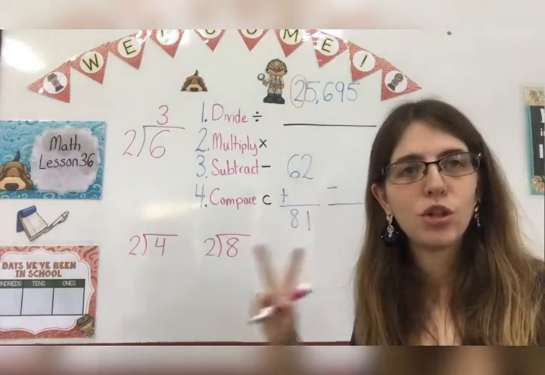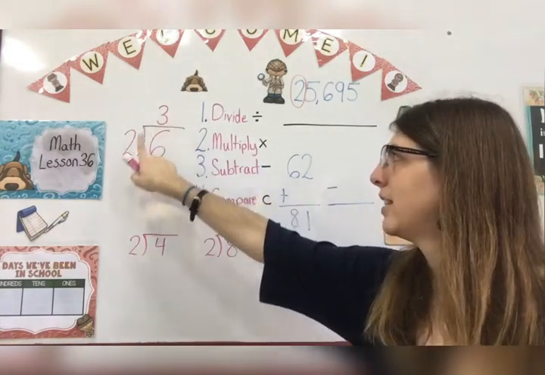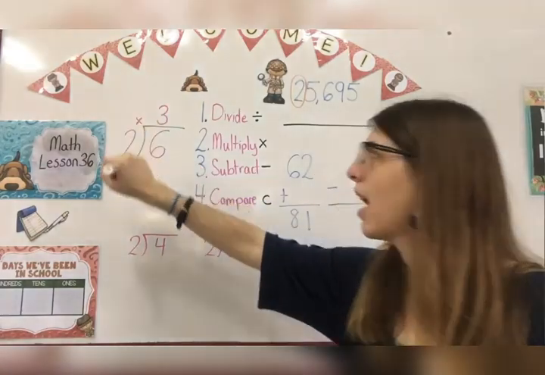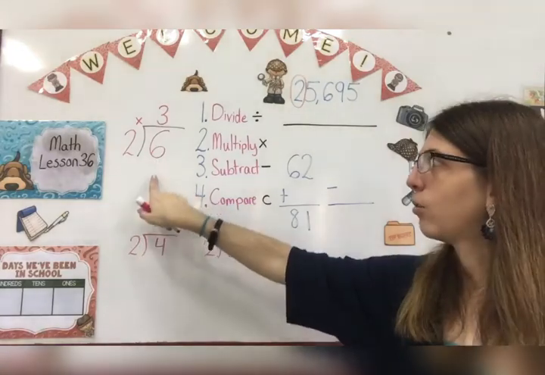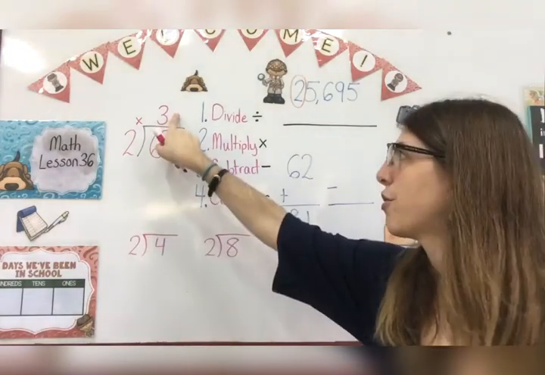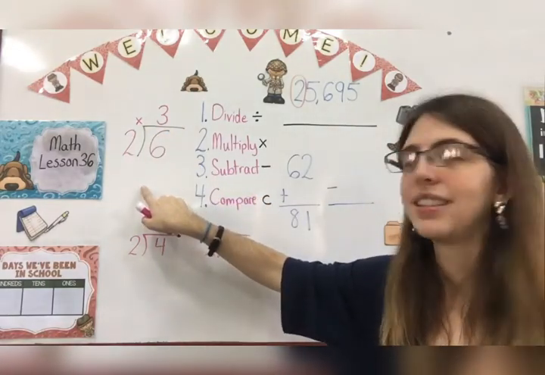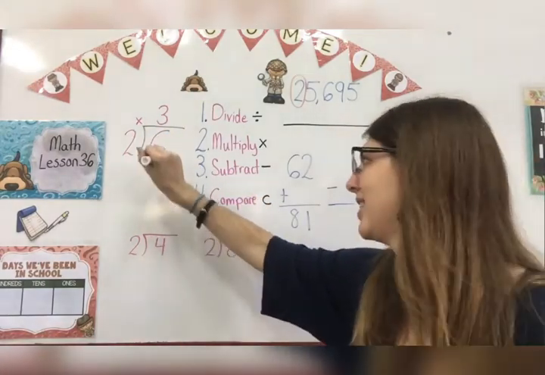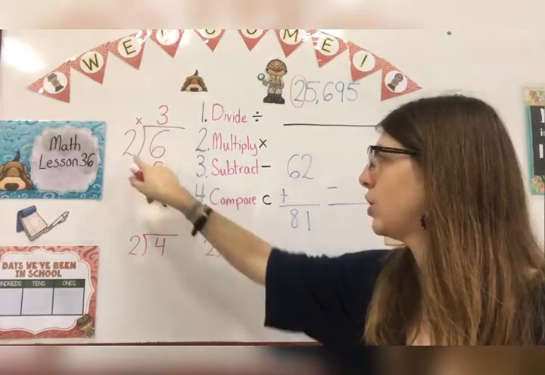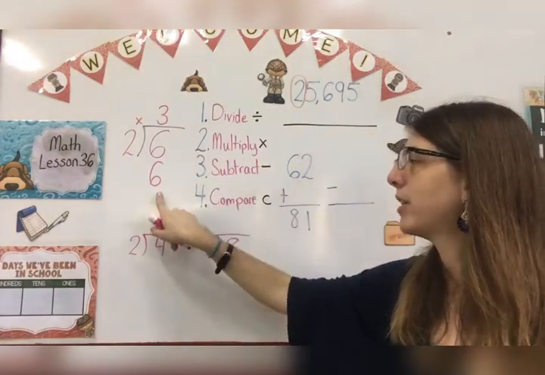Now step 2, I'm going to multiply. 3 times 2. And I put my answer right here below my 6. 3 times 2 is 6. Good job. So I've just done step 2, I multiplied.